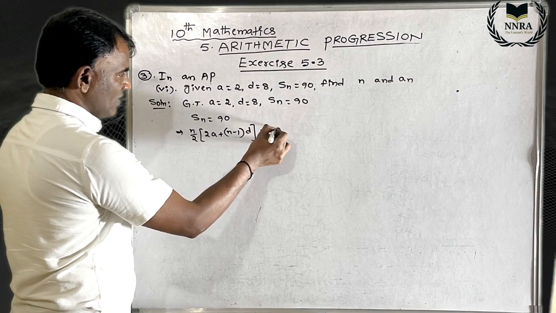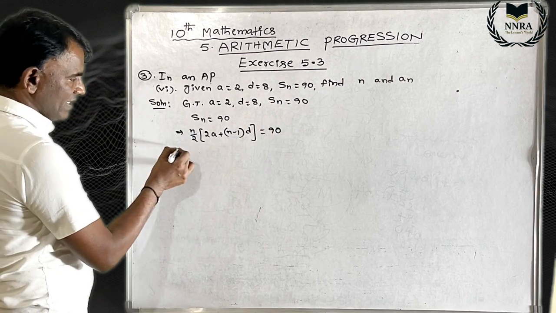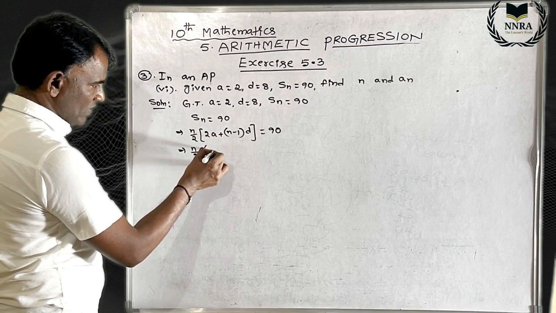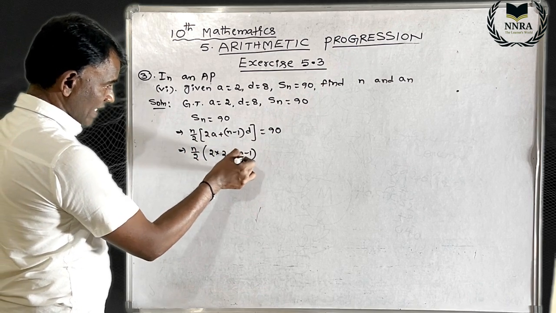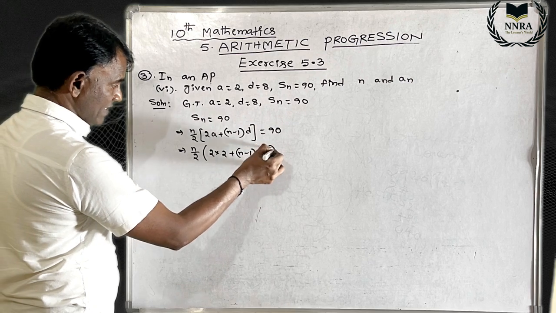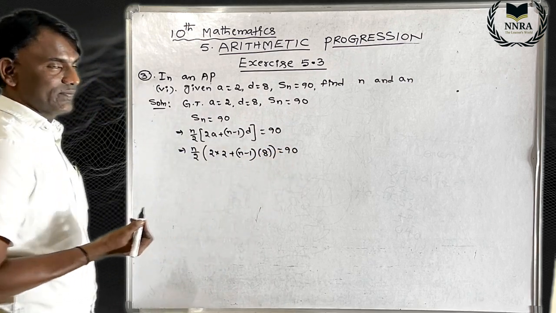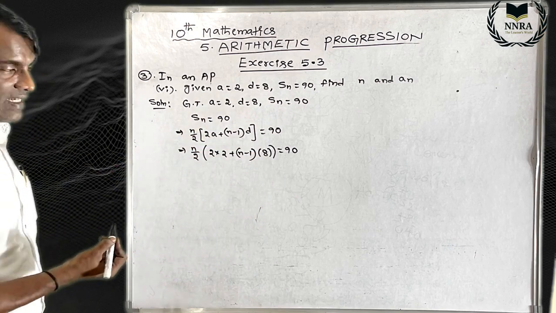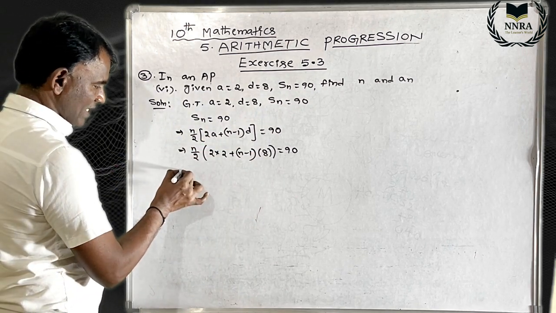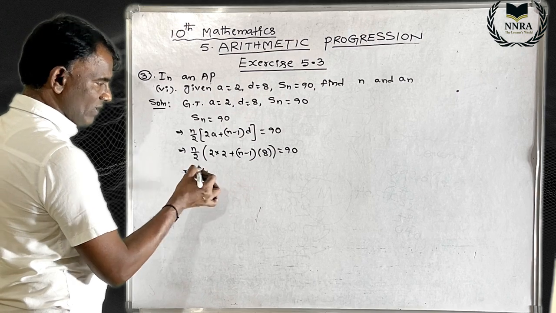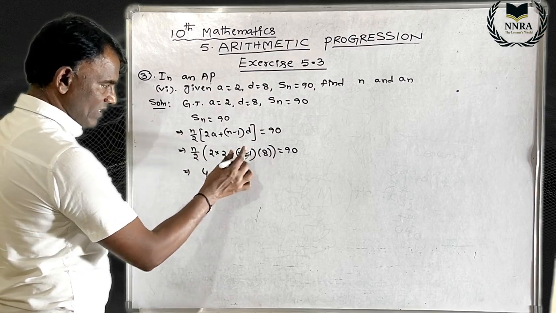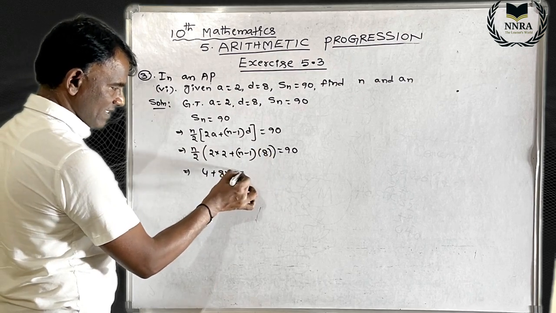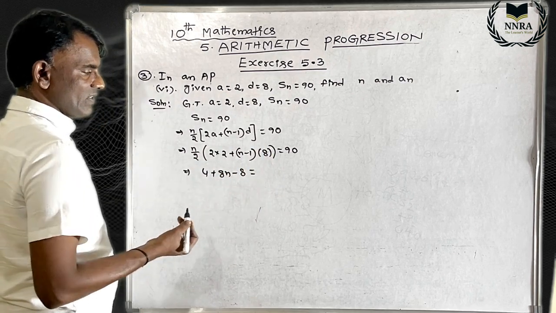So it is equal to 90. And in this n divided by 2, so 2a means 2 into 2, n minus 1 into d value is 8, equal to 90. Right, after that write n by 2 that side. Then we get 2 by n. And here the bracket value 2 into 2 is 4. Then 8 into n, 8n, right, minus 8 equal to how much is it?